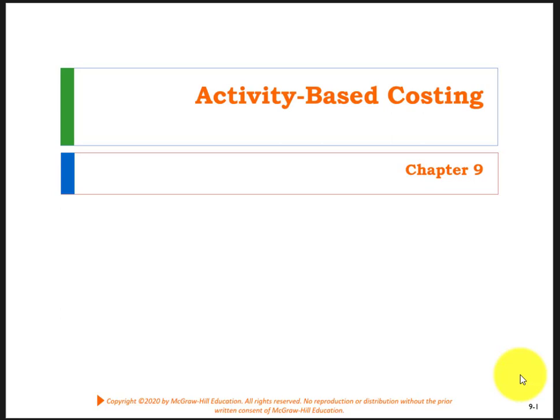And I want to make sure that we're clear as we start here that we're really looking at a new way, not entirely new way, but a more detailed way of looking at overhead allocation. Overhead allocation, because it's an indirect cost, is always going to be an estimate. All right, this is a way to try to refine that estimate.